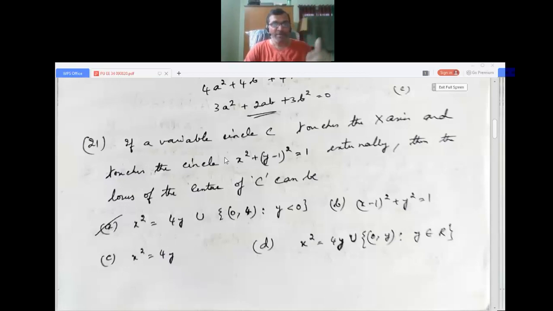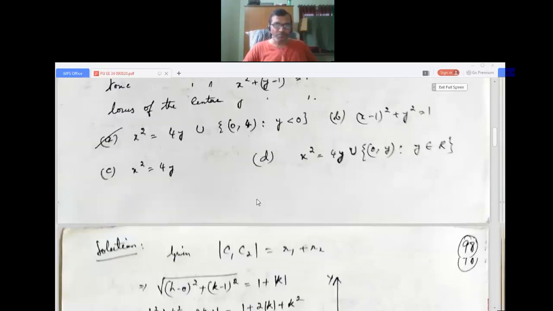Again I repeat, if a variable circle C touches the x-axis and touches the circle x squared plus (y minus 1) whole squared equals 1 externally, then the locus of the center of C is: first option, x squared equals 4y union the set of all (0, y) such that y is less than 0. Second option, (x minus 1) whole squared plus y squared equals 1. Third option, x squared equals 4y. Fourth option, x squared equals 4y union of (0, y) such that y belongs to R. Okay, so I hope you know it.